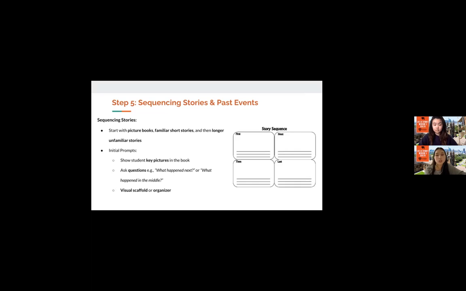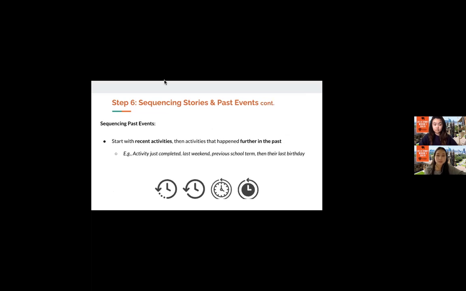Students can also use a visual scaffold or organizer to map out their story sequence before they verbally retell the story. Once the student is proficient with sequencing longer, unfamiliar stories, you can start working on sequencing past events. You can ask the child about what happened during a very recent activity before moving on to activities that happened further in the past, such as their weekend, the previous school term, or their last holiday.